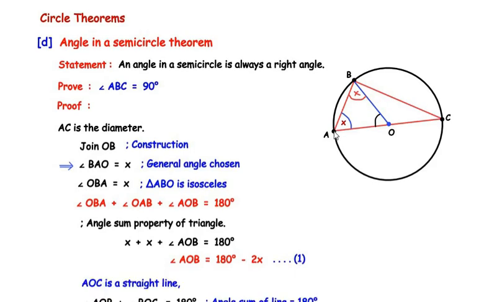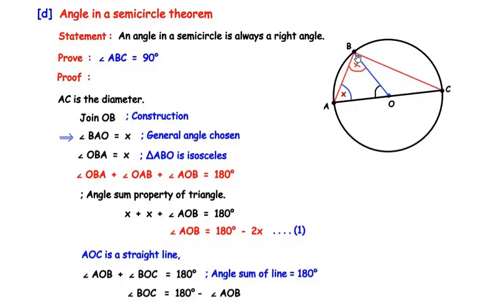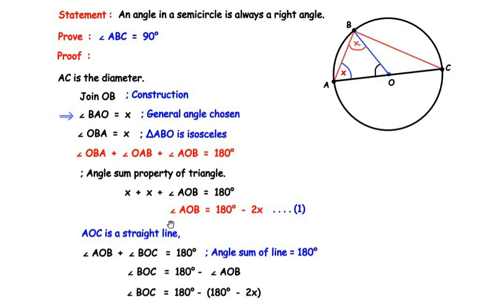Now let us consider the straight line AOC, that is the diameter of the circle. Since this is a straight line, the total angle at point O is going to be 180 degrees. So angle AOB plus angle BOC will be equal to 180. So here we have written angle AOB plus angle BOC is equal to 180, that is the angle sum of a straight line is 180 degrees. Now let us try to find out angle BOC by taking angle AOB on the other side of the equal to sign. So we get angle BOC as 180 minus angle AOB.